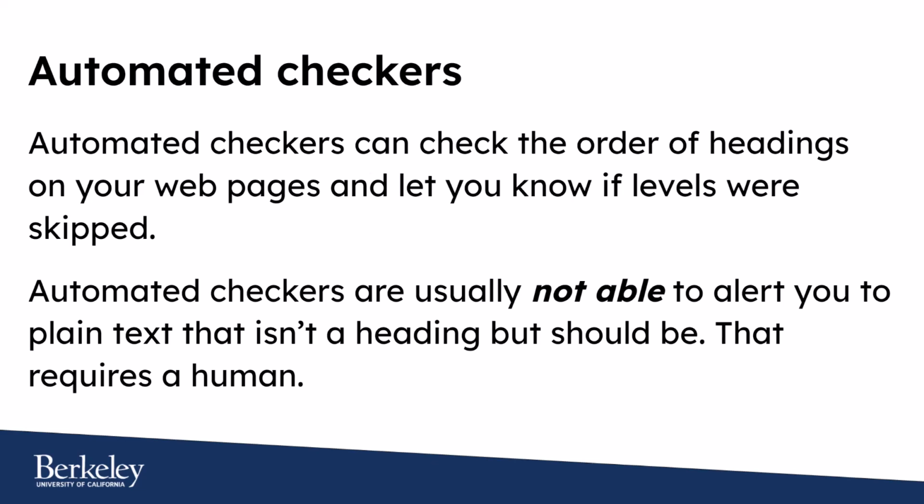So what can automated checkers do for you? They can check the order of headings on your web pages and let you know if levels were skipped. They will also find artifacts of headings accidentally applied to empty space. Automated checkers are not able to alert you to plain text that isn't a heading but should be. That requires a human. They also won't alert you to text that has a heading style applied to make it stand out.